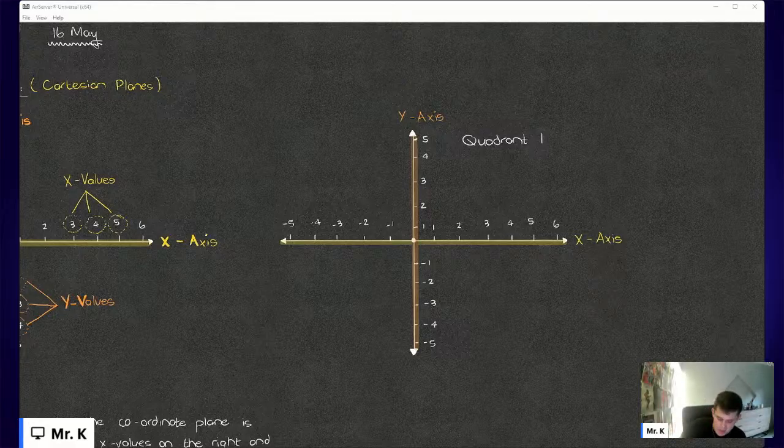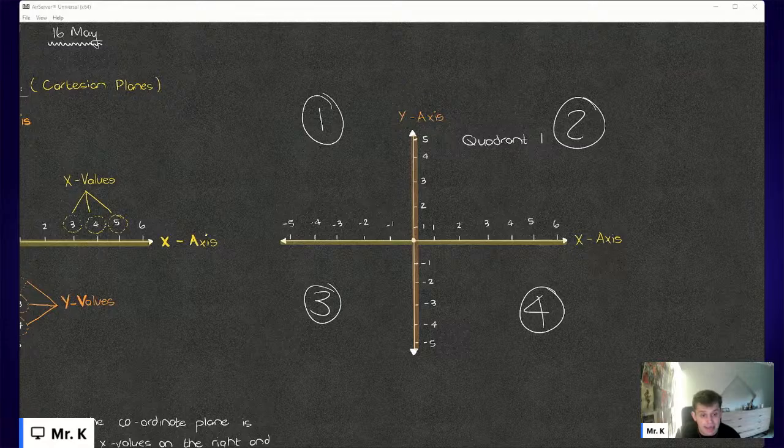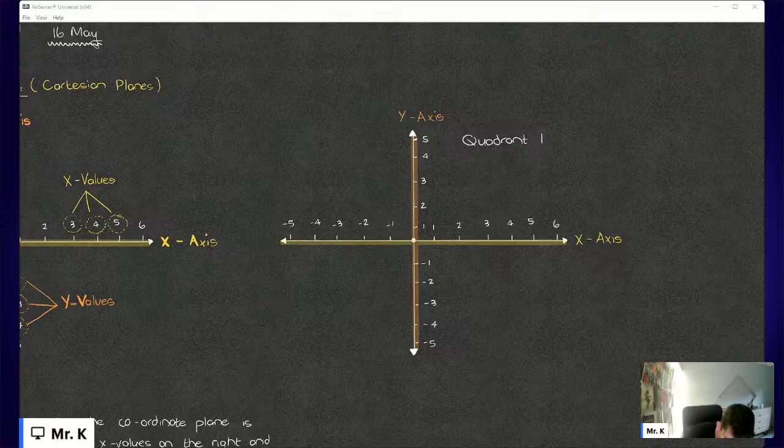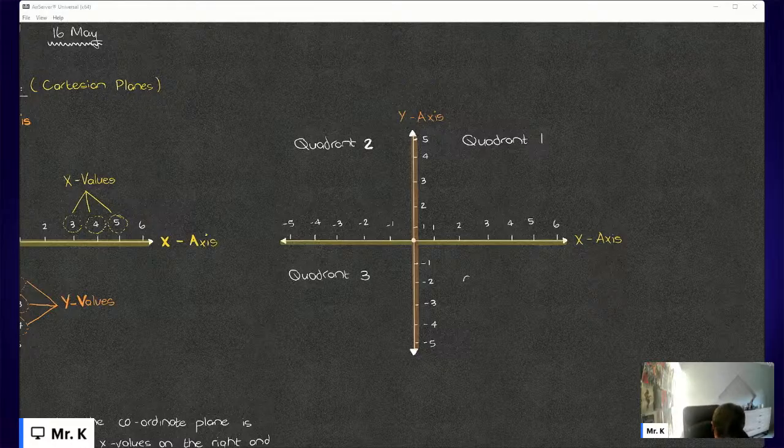So on the top right, we have quadrant 1. Please do not ask me why we don't say this is 1, 2, 3, and 4. We do not label it like this, okay? Instead, we have quadrant 1 on the top right, and then we move anti-clockwise. Then on the top left, we have quadrant 2. At the bottom left, we have quadrant 3. And finally, on the bottom right-hand side, we have quadrant 4.